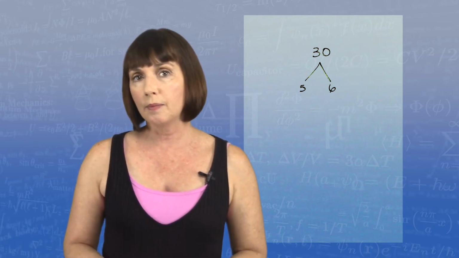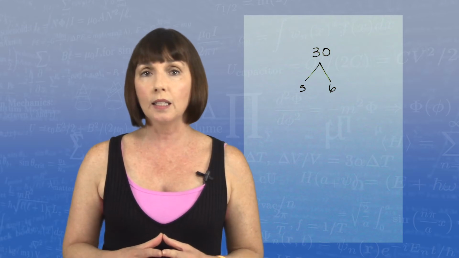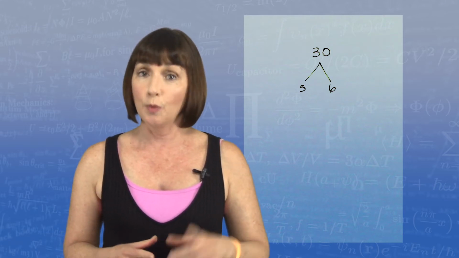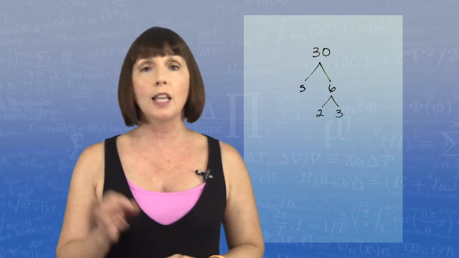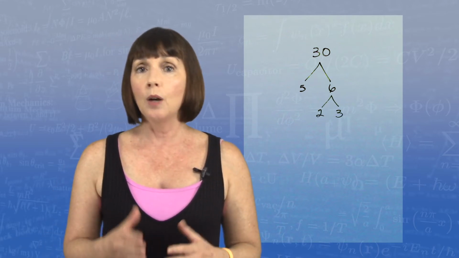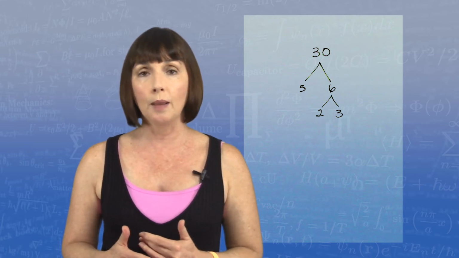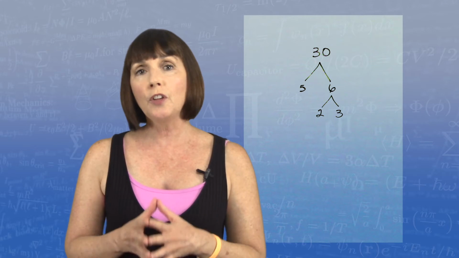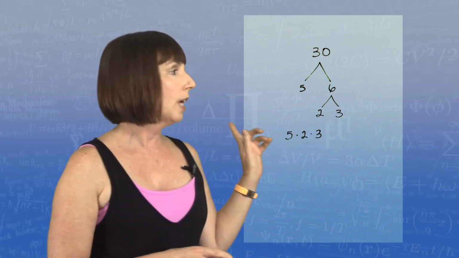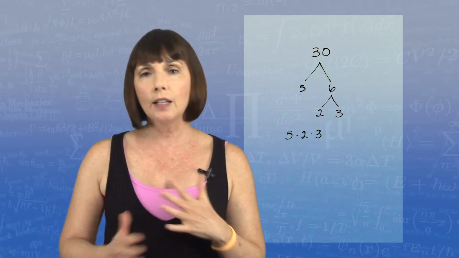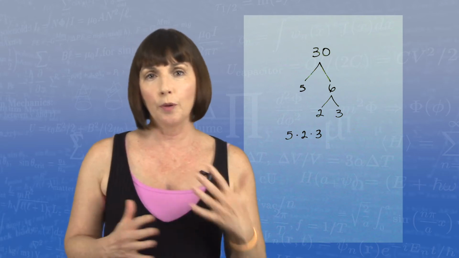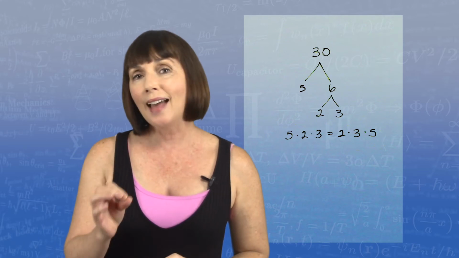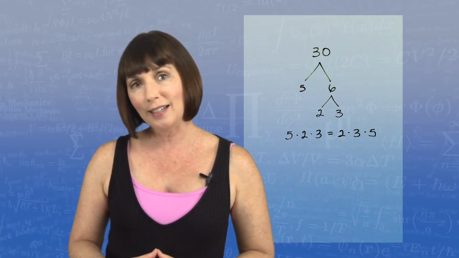What about 6? Well, 6 will factor as 1 and 6, but I don't care about that right now. It'll also factor as 2 and 3. So I'm going to write those down. So 6 factors as 2 and 3. Now, 2 is prime and 3 is prime. So now I'm down to prime numbers, so I'm done. So 30 factors into 5 times 2 times 3. And it's standard that we put the numbers in order from least to greatest. So that's equal to 2 times 3 times 5. That is the prime factorization of 30.